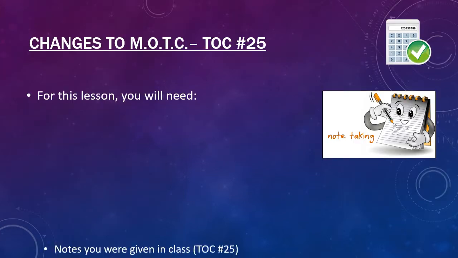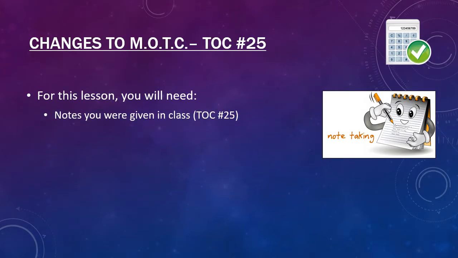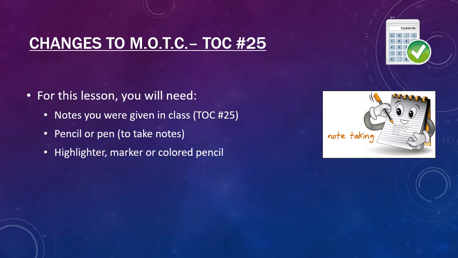For this lesson, you will need the TOC you were given in class, number 25, a pen or pencil to take notes, a highlighter, colored pencil, or marker to highlight keywords and important information, and this is still part of the calculator unit.